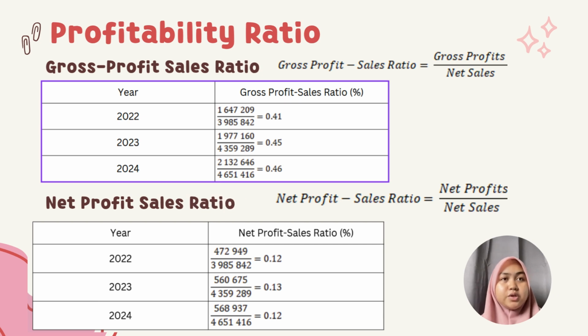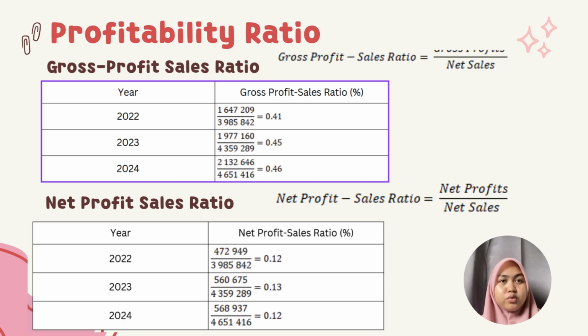Next is profitability ratio. There are also 2 main ratios used to measure profitability. The first one is gross profit sales ratio. The formula for gross profit sales ratio is gross profit divided by net sales. And as we can see, the gross profit sales ratio for 2022 is 0.41, 2023 is 0.45, and 2024 is 0.46. For net profit sales ratio, the formula is net profits divided by net sales, and the result is 0.12 for 2022, 0.13 for 2023, and 0.12 for 2024.